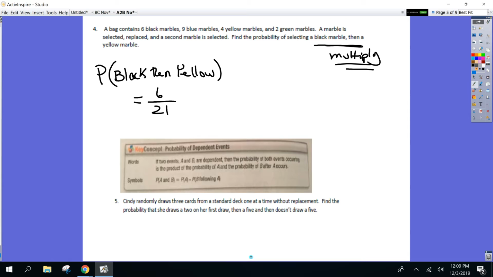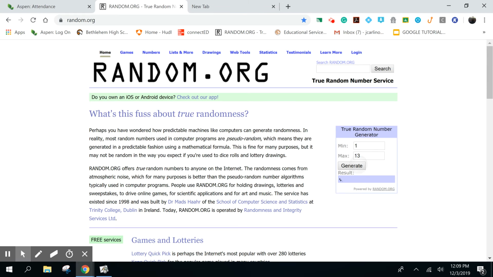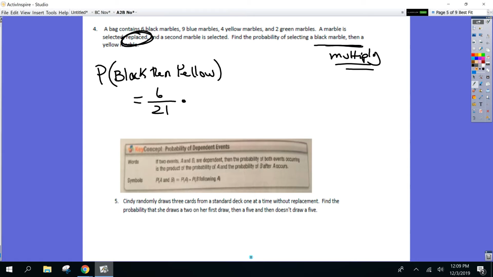Times, because I know it's an and problem. What do I do with that marble after I pick it? According to the problem, what do I do with the marble? Replace it. Now you need a yellow. So I put that one back in. Now I need a yellow. 7. How many yellows are in the bag? 4. And still, how many total marbles? 21. If I kept it, I'd change that to a 20.